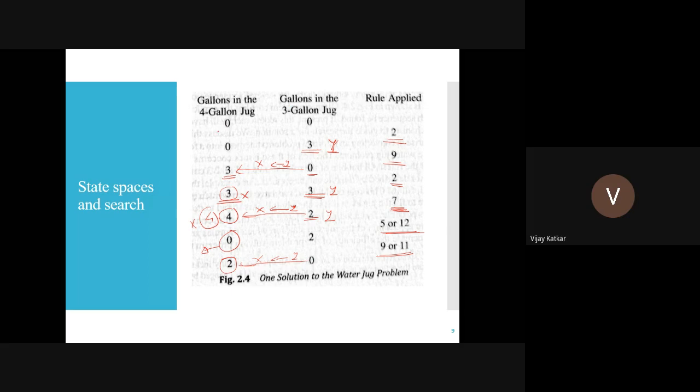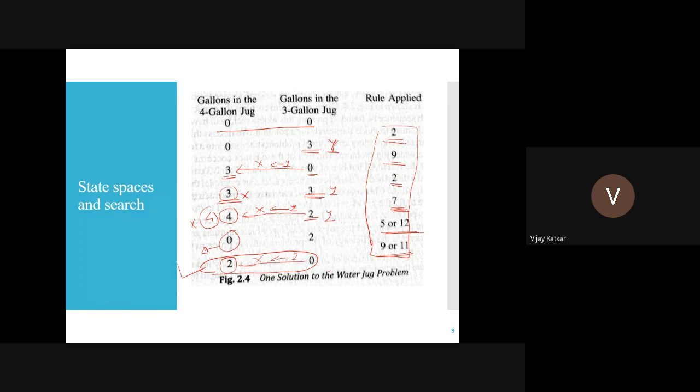So we moved from the initial state to the acceptable state by using some rules. This is called state space search. We search for the rule, we apply the rule. But this is not the only solution. There can be n number of possible solutions. Class, any doubt till this point? Anyone? No, sir, thank you.